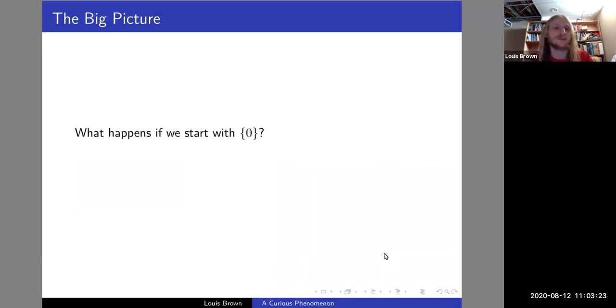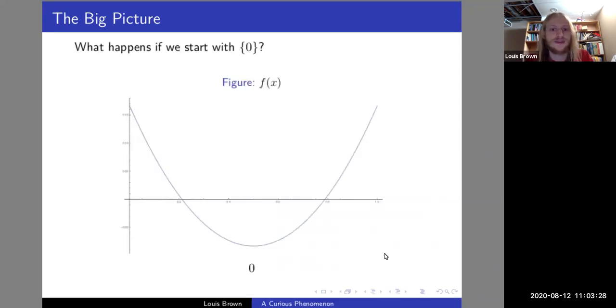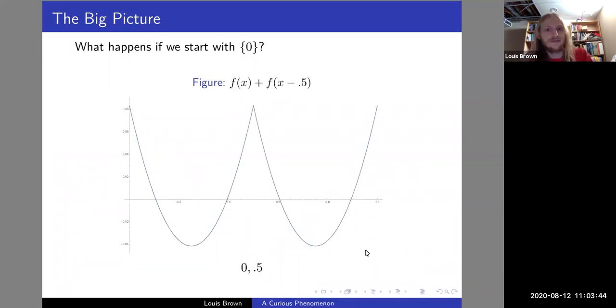So let's look at what happens if we run this algorithm with the initial set of just the point 0. So we start with f of x minus 0, or f of x, the same picture we had before. And now we're going to find the x value that minimizes this function, which we can see is 1/2. So now we have f of x plus f of x minus 0.5. And now we need to pick a point that minimizes this function. And we have two options here, but it doesn't matter which one we pick, so we can just arbitrarily choose the left one, 0.25.